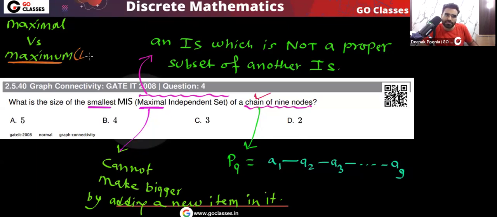Maximum means largest. So a maximum independent set is the largest independent set. And remember, maximum may or may not be unique. You can have one or more than one largest independent set, but all the maximum independent sets have the same size. But remember, different maximal independent sets may have different sizes, and we need to find the smallest maximal independent set. Among all the maximal independent sets, we need to find the size of the smallest one.